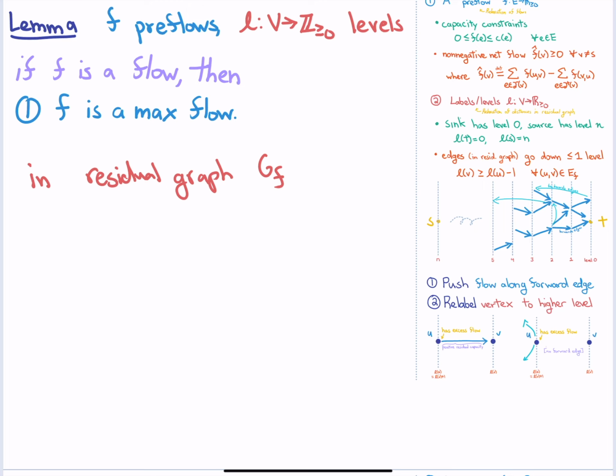S had label n and T had label 0, which told us what about the relationship between S and T? Ah, there is no path from S to T. So the algorithm is always maintaining the fact that there is no path in the residual graph from S to T. So if F becomes a flow, then you have a flow from S to T where there's no augmenting path in the residual graph. So we can appeal to the exact same arguments from that Ford-Fulkerson lecture weeks ago and say, oh, that means we're done.